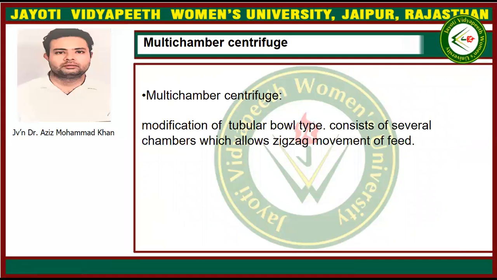The next is the multi-chamber centrifuge, which is a modification of the tubular centrifuge in which tubes are maintained in numerous forms, and various chambers are made for the deposition of different samples. The chambers in a multi-chamber centrifuge are more than in the tubular centrifuge, for the separation of more compounds at a single time, and the separation is conducted in a zigzag movement of the compounds.